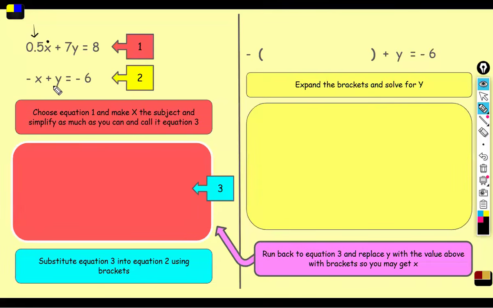And in case you're wondering, minus x plus y has no numbers. It's really minus 1x and 1y. No examiner will put in that 1 for you. You have to physically put in that.